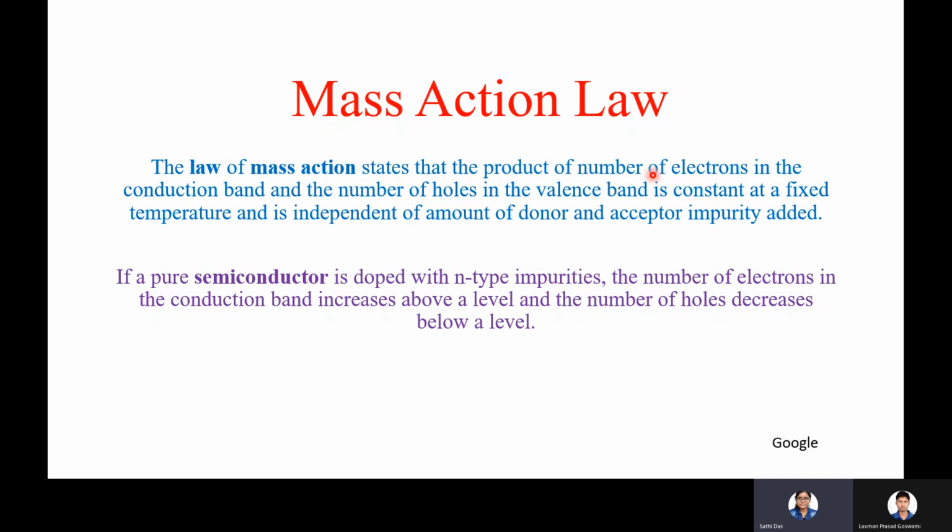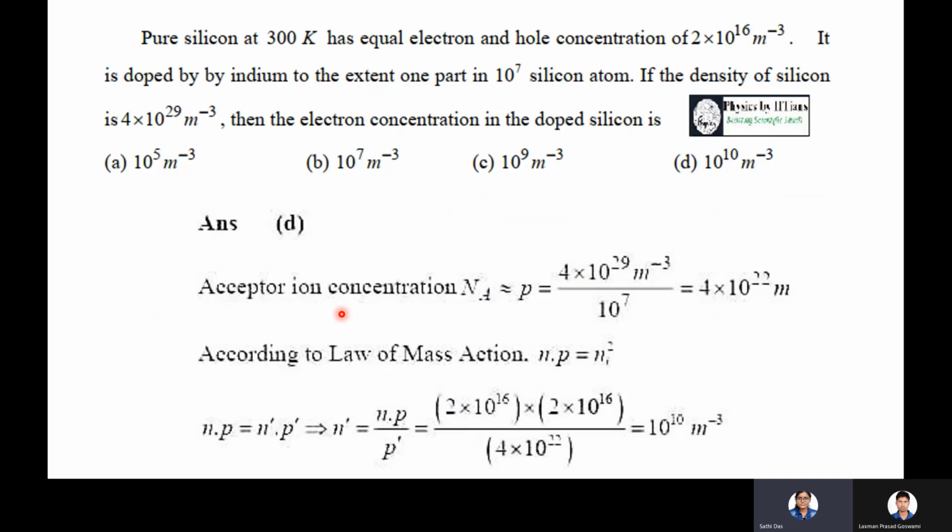In other words, if a pure semiconductor is doped with n-type impurities, the number of electrons in the conduction band increases above a level and the number of holes decreases below a level. Okay, so what kind of questions may you face in the examination?